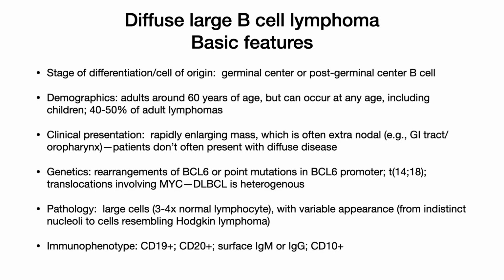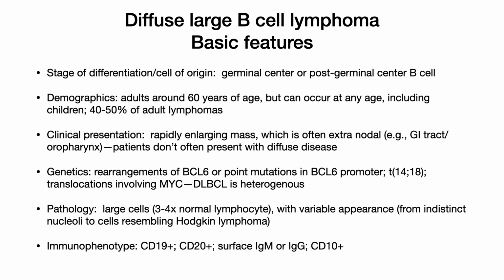So, diffuse large B-cell lymphoma, which I've mentioned. This one also comes from the germinal center or post-germinal center B cells. It occurs in older adults. I remember when I was talking about bone tumors, one of the students I taught said their family had an adult with Ewing sarcoma. Usually Ewing sarcoma is found in adolescents and kids, but you can see these in adults. It's not absolute, but they're usually adults.